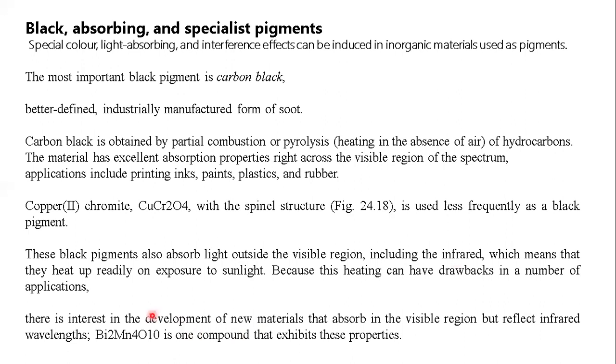Okay, so that's why there is research to develop new materials which will absorb only in the visible region but will reflect the infrared wavelength, so that you get the black color and it is not heated up. So this is one example: this compound, bismuth manganese oxide. Okay, it exhibits this property: black but not increasing the temperature.